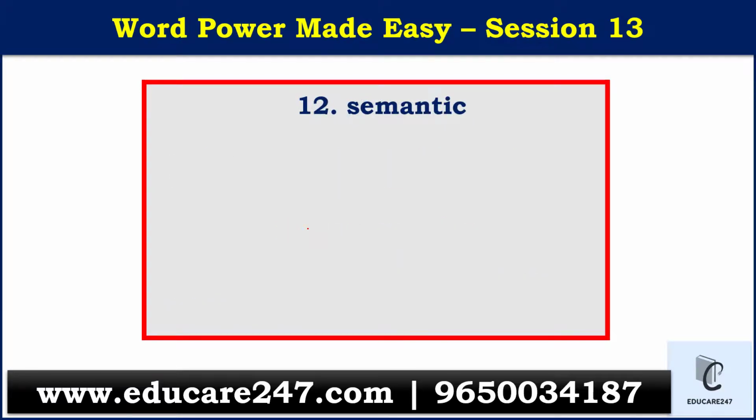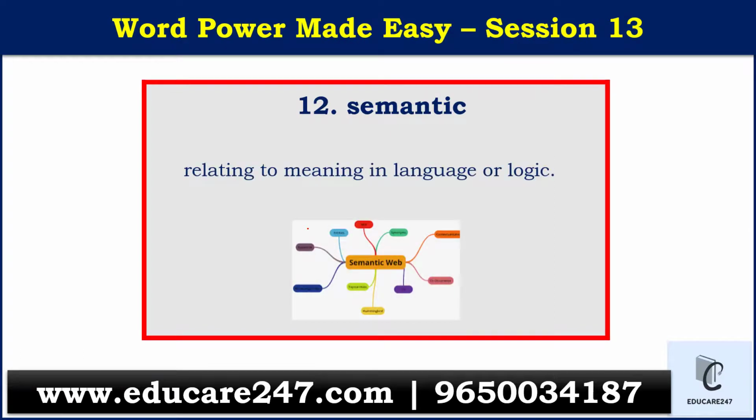Next is semantic. Semantic will be relating to meaning in language or logic. So here you could see a relation is being developed with the web language. It's the semantic web here. We are actually trying to relate the meaning and develop logics, like you develop grammar and try to understand things and how they are going to be framed. So it is the semantic way to learn something. We are developing a logic in learning the language.